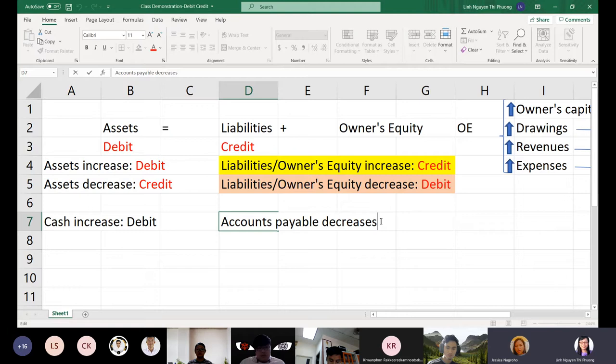Debit. Debit or credit? Debit. Okay, let's see, okay? Who says debit? Raise your hand. Click on the raising hand. I want to see your raising hand. Who says debit? Raise your hand.